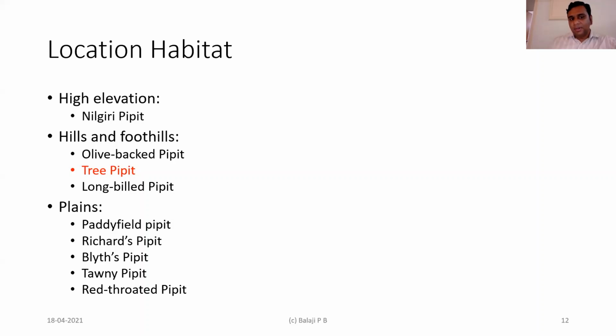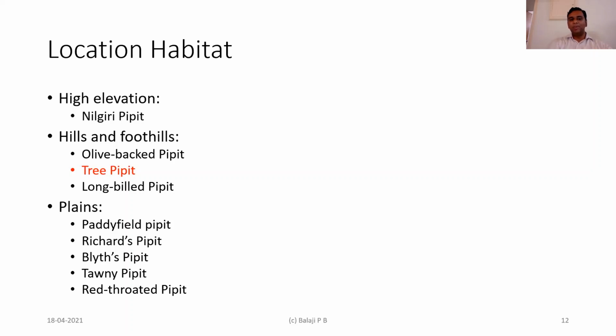And the olive-backed pipit, the tree pipit and the long-billed pipit are typically seen in hills and foothills. In the plains, you typically have paddy-field pipit, Richard's pipit, Blyth's pipit, tawny, and the red-throated pipit. So habitat helps in eliminating a lot of these species. I marked the tree pipit because it is something that you will see in high elevations, and you will also see it in the plains.